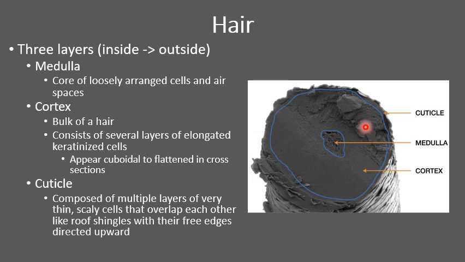Next, we have the cortex, which is this area over here. This forms the bulk of the hair, and it consists of several layers of elongated keratinized cells. They appear cuboidal to flattened in cross sections. Lastly, we have the cuticle, which is the outermost layer of hair, and it's composed of multiple layers of very thin, scaly cells that overlap each other like roof shingles. If you think about a roof, the way that all the roof tiles overlap, this is how your hair cuticle also looks.